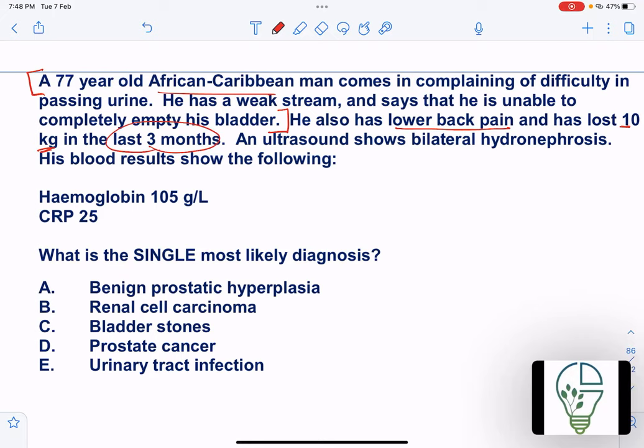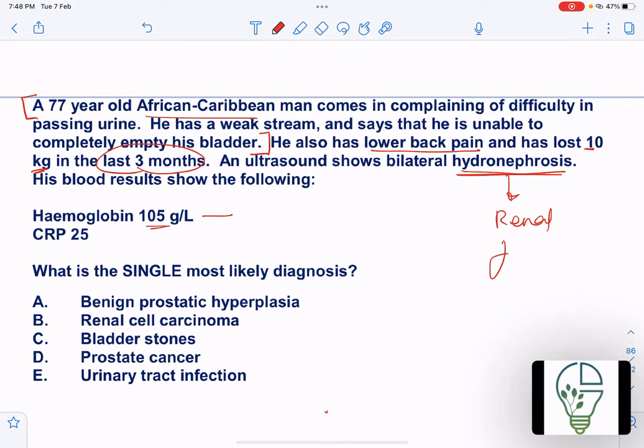And ultrasound shows bilateral hydronephrosis, which could actually mean renal failure. What could this mean? And hemoglobin is 10.5, which means anemia as well. CRP is elevated, meaning C-reactive protein is also elevated. So till here, you have the differential between BPH and prostate cancer.